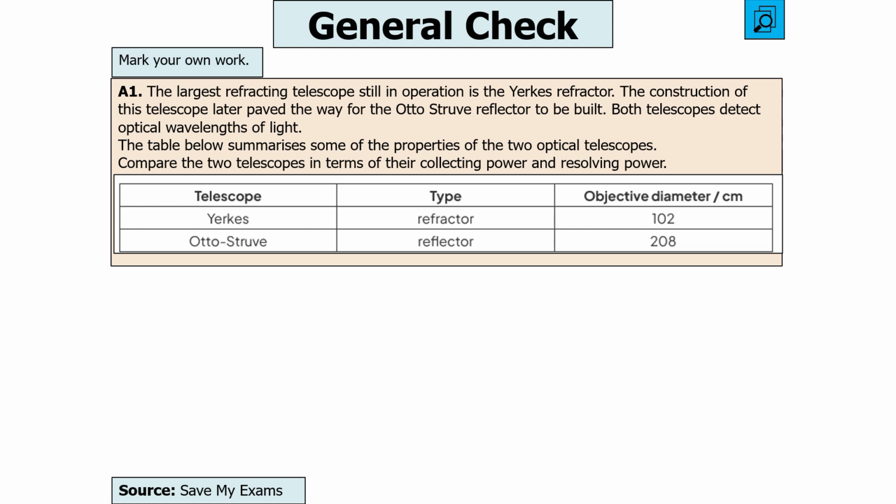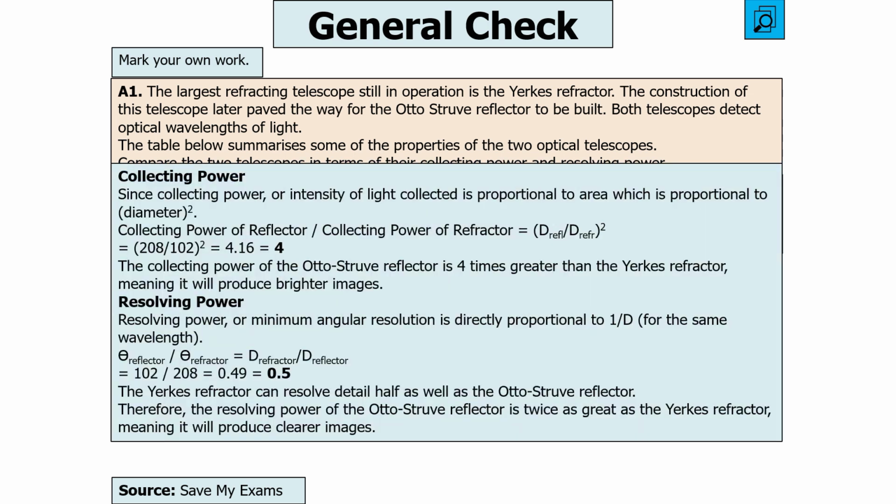Right, so how do you answer this question? Well, collecting power is proportional to the area, which is proportional to the diameter of the telescope squared. So the ratio of the two collecting powers is going to be the ratio of the two diameters squared. So you do 208 over 102, square it, and you get about 4. That tells you that the Otto Struve reflector is about 4 times greater than the Yerkes refractor, meaning it will produce brighter images.